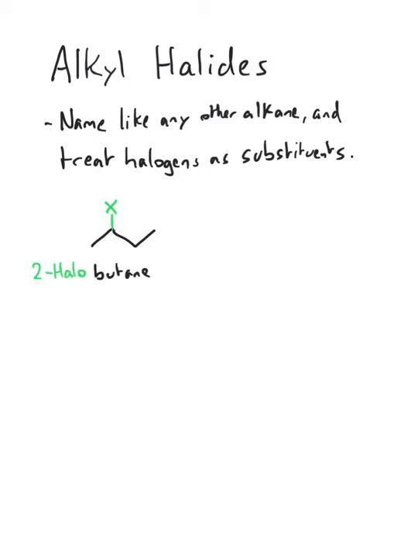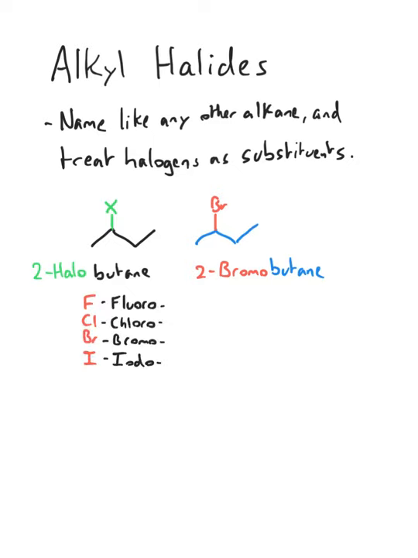So for example, if we have a simple butane chain and a halogen on the 2 position, we would say it's 2-halobutane, or more specifically in this case, 2-bromopropane. And if you don't trust your linguistic skills, well, it's fluoro, chloro, bromo, and iodo.